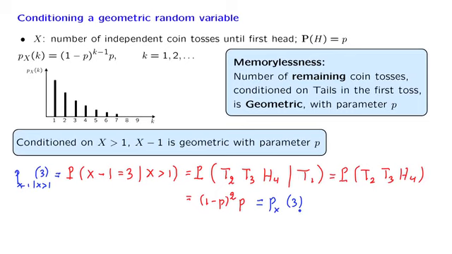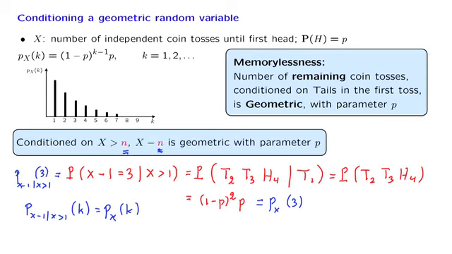Now, there is nothing special about the number 3. You can generalize this argument and establish that the conditional probability of x minus 1, given that x is strictly larger than 1 for any particular k, is the same as the corresponding probability for the random variable x, which is the one given by the geometric PMF. Finally, there is nothing special about the value of 1 that we're using here.